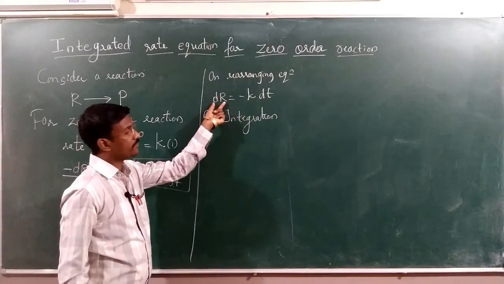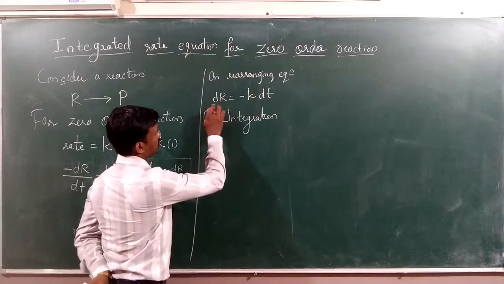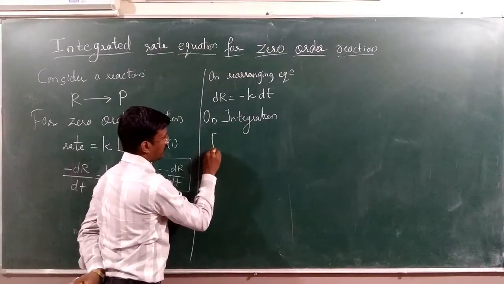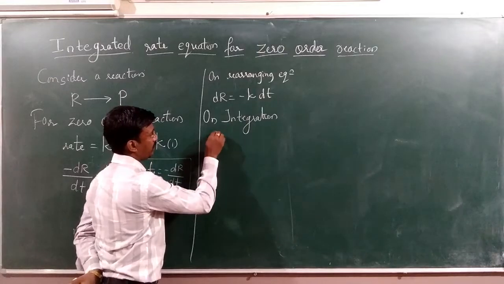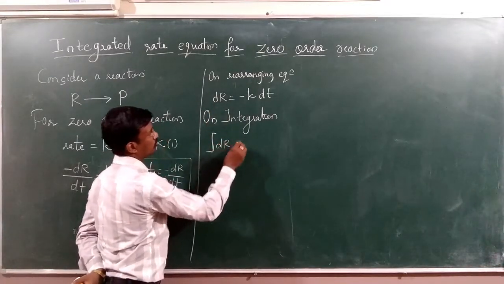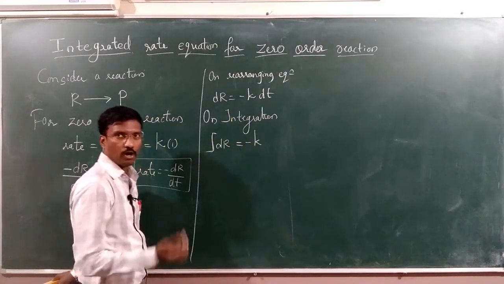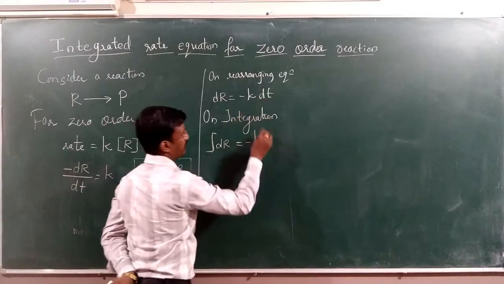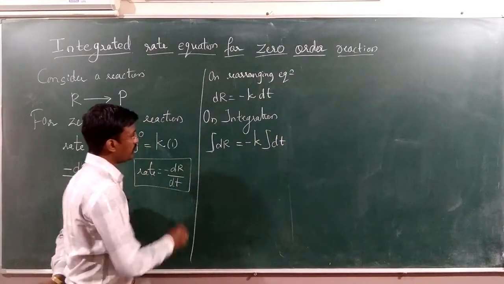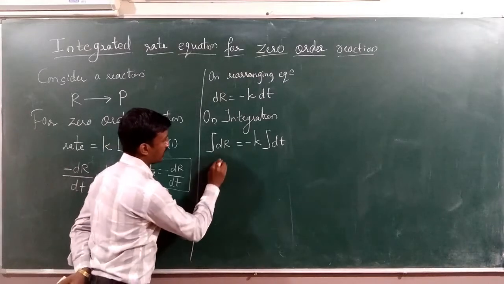We know that differentiation and integration are opposite to each other. This is the symbol of integration. Integration of dR is equal to minus k, which is a constant, so I will take the minus k outside, times the integration of dt. Here integration and differentiation cancel each other, and the remaining is only R.